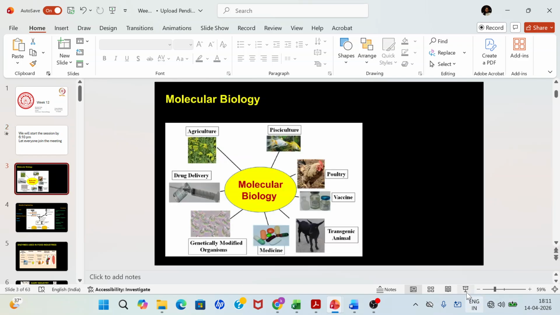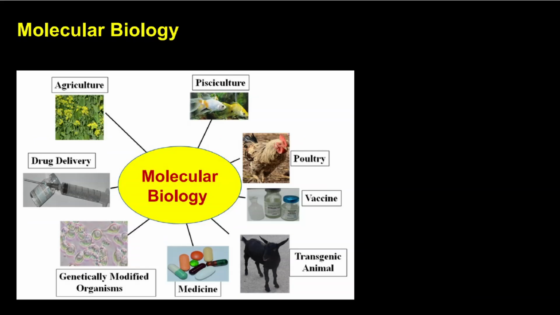In the application series, molecular biology can be used in agriculture, in pisciculture, which is the term used for fish culturing, and then poultry, vaccines, transgenic animal formation, medicines, genetically modified organisms, and drug delivery. Many fields are there in which molecular biology can be used in one way or another. We are not going to discuss everything in detail. We are going to take only four or five things to discuss.